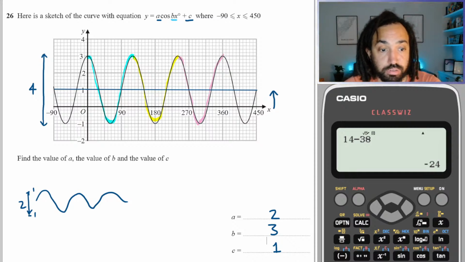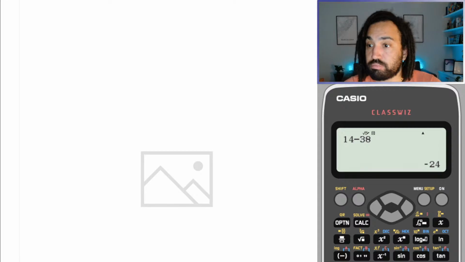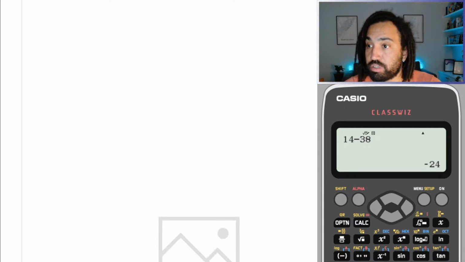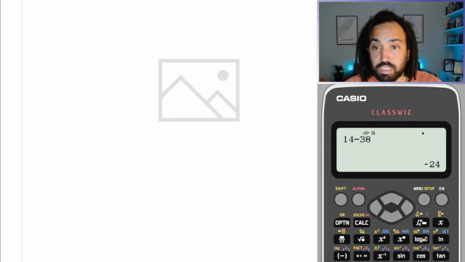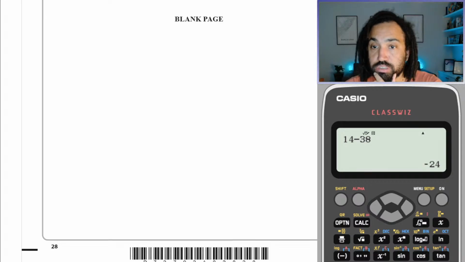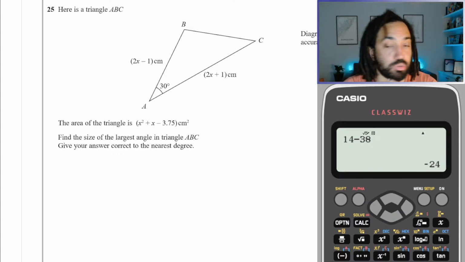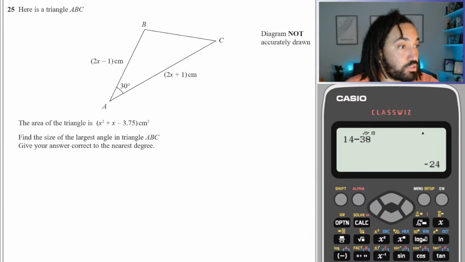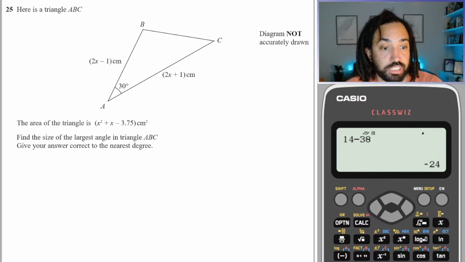Right, I hope that was helpful. I'm going to now go on and do the other paper, and I'm going to start from the back end. So I'm going to go all the way down to the bottom, and we will do question 25 first. Hope that suits everyone. And then we'll just work our way up until 8 o'clock.